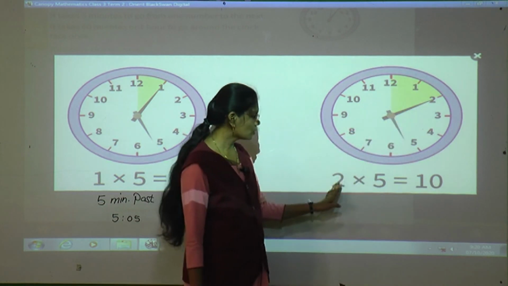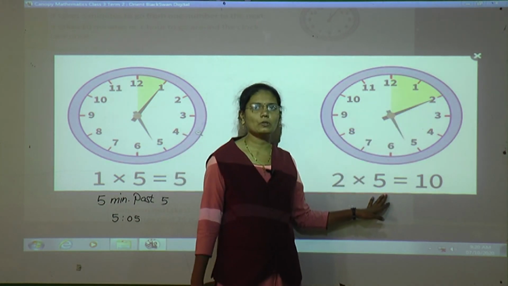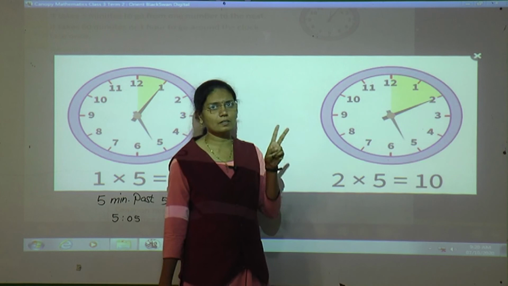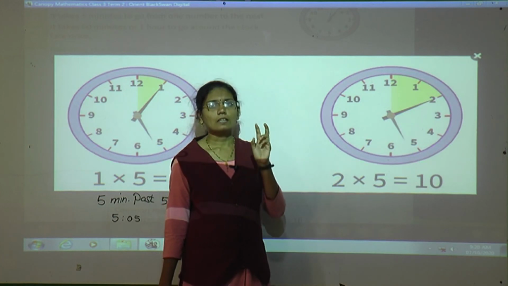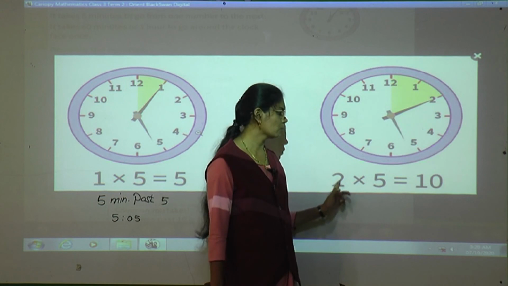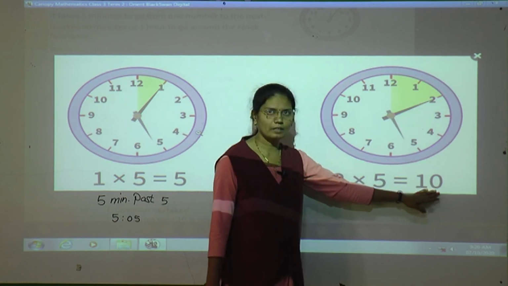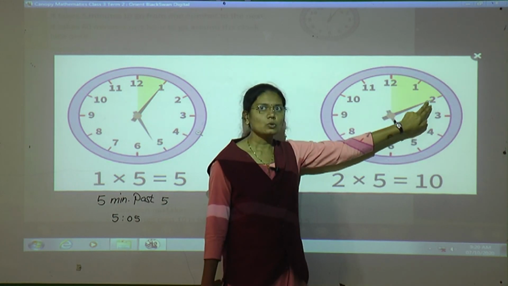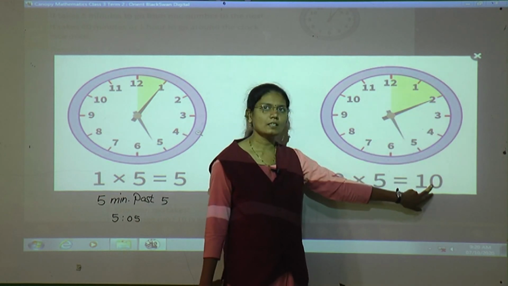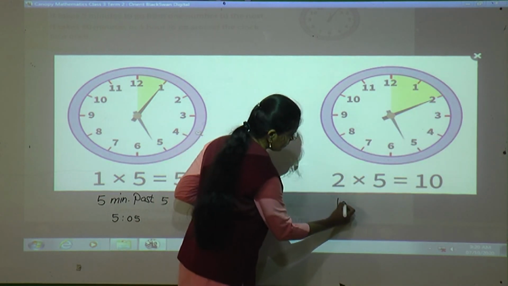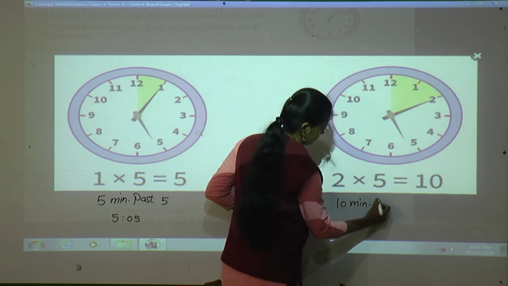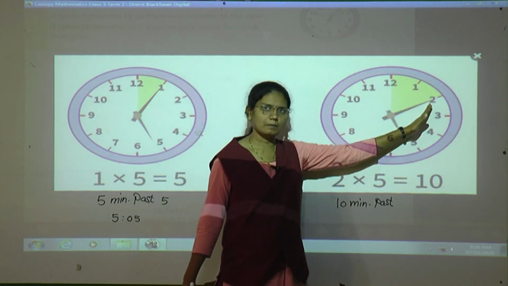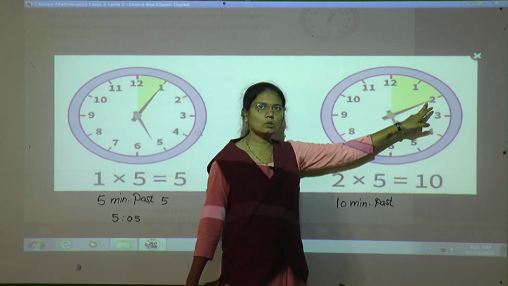It is on 2, so 2 into 5 we have to do. Why into 5? Because in between two numbers, continuously two numbers, there are 5 small lines. So here we have to do 2 into 5. 2 5s are 10. The minute hand is on 2, so we have to multiply it by 5. 2 5s are 10, which means here 10 minutes passed. How many minutes passed? 10.